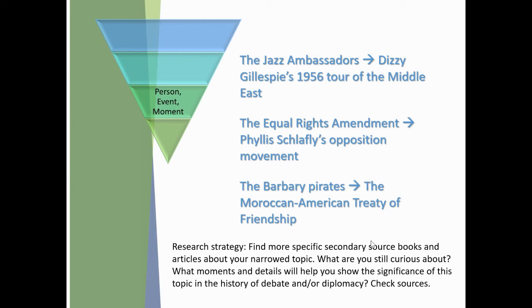Another way you can narrow it down at this point is to narrow it down by type of primary source. You can look at collections of letters, collections of photographs, or oral histories.